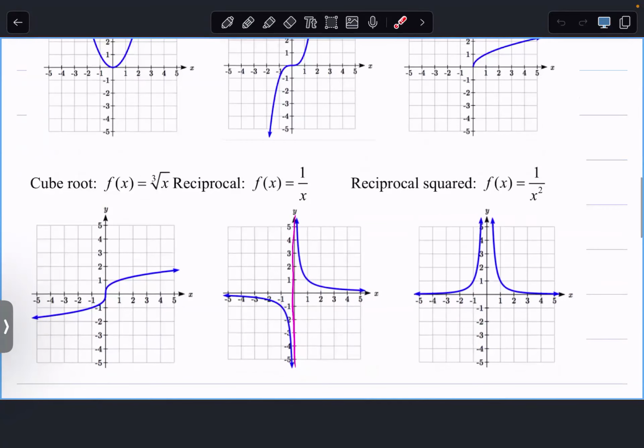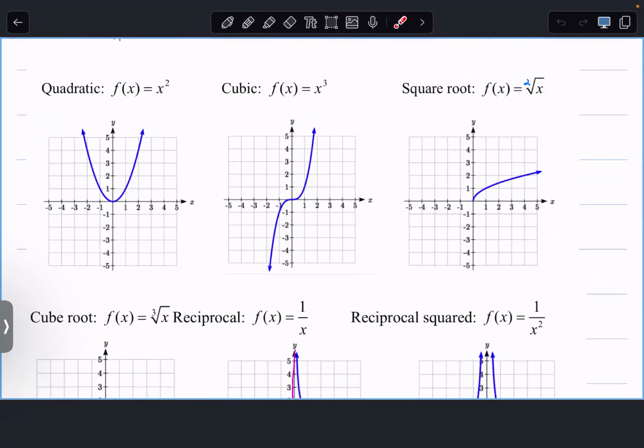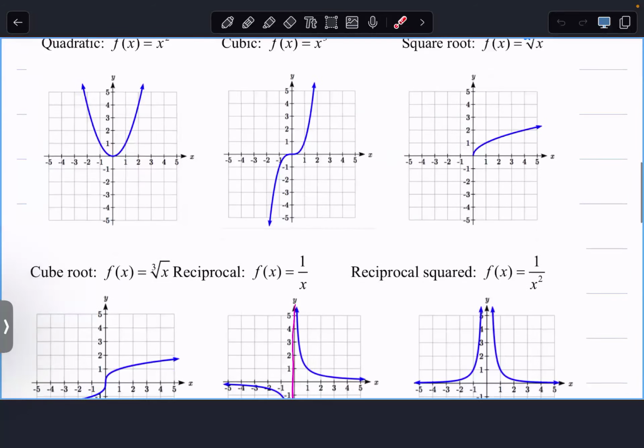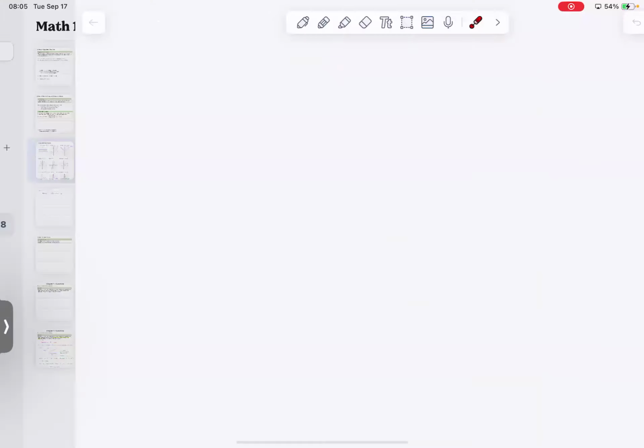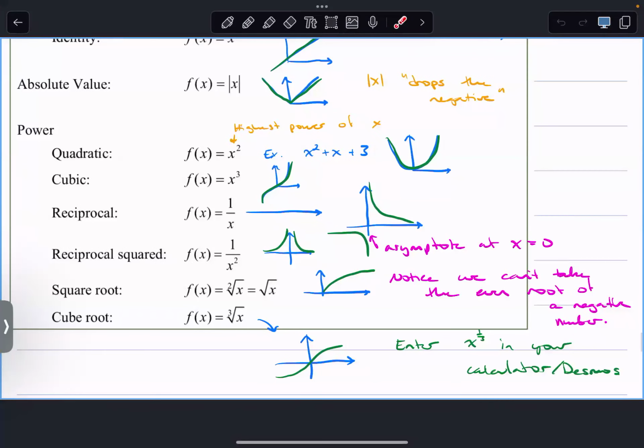Hey, cube root. This is actually what any odd root looks like. Okay? And this is what any even root looks like. Once you know the second root and the third root, then you know them all. So that's nice. Okay, so I'll post that because I had forgotten. That's not where I wanted to be. And now it's frozen. Okay.